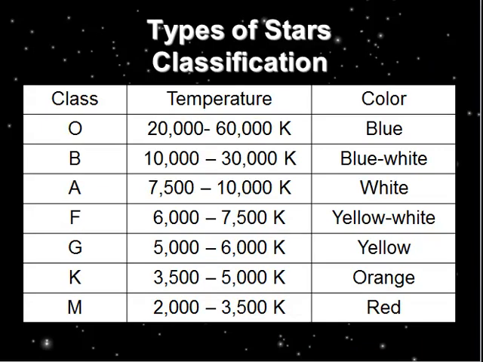Here's a chart that gives the types of stars and classifies them according to their temperature and therefore their color. As you can notice, for Class O stars we've got 20,000 to 60,000 degrees Kelvin. Those are the blue ones. Those are super, super hot. Our sun is a Class G star, and it's between 5,000 and 6,000 degrees Kelvin. So there are much, much hotter stars out there besides our sun.